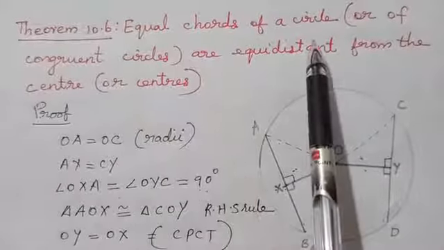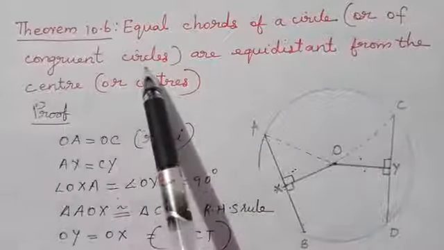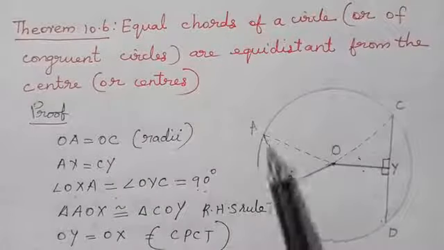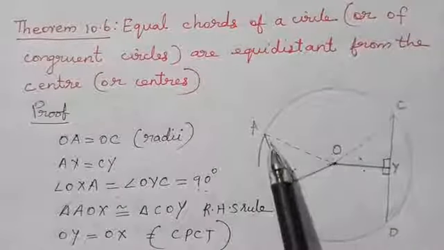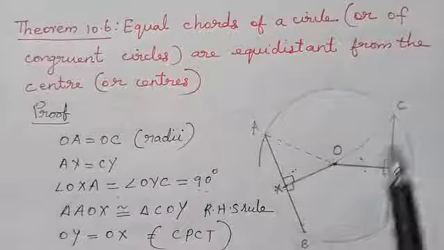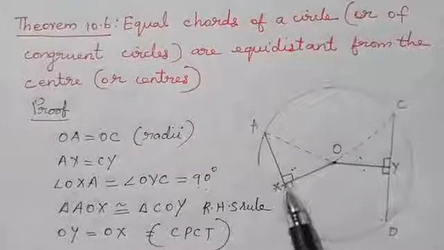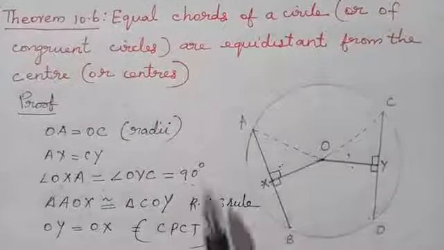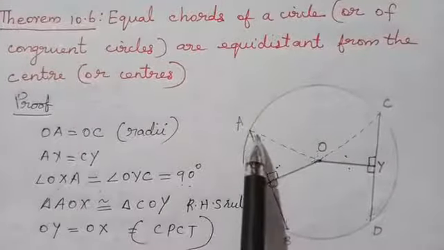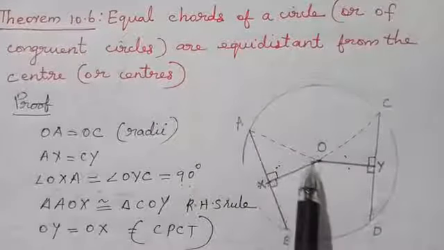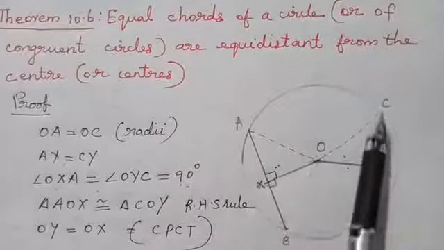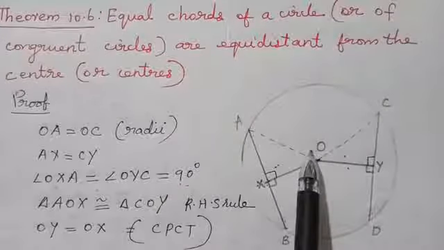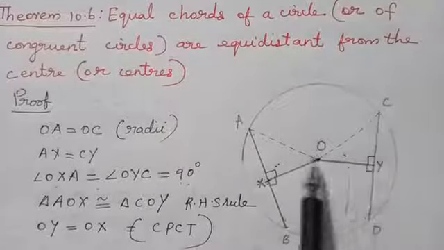Once more, theorem 10.6: equal chords of a circle or congruent circles are equidistant from the center or centers. Here is a circle with center O and two equal chords AB and CD, and these two line segments are perpendicular. Next, the proof. First join AO and CO. We get two triangles, triangle OXA and triangle OYC.